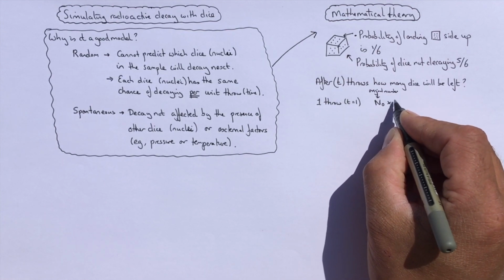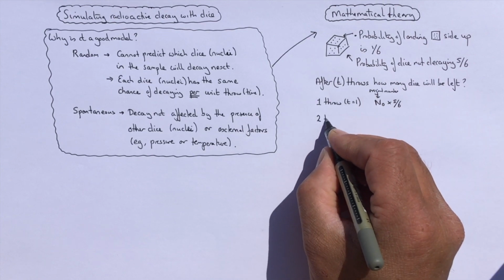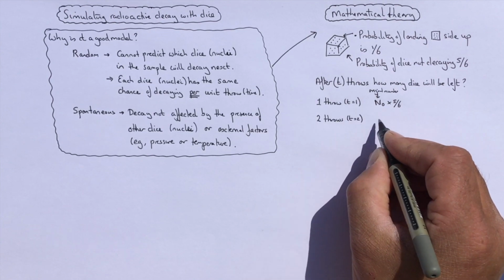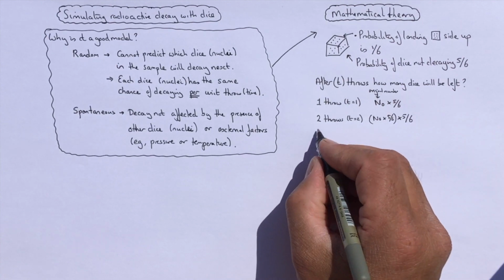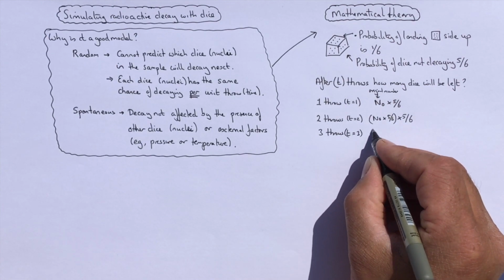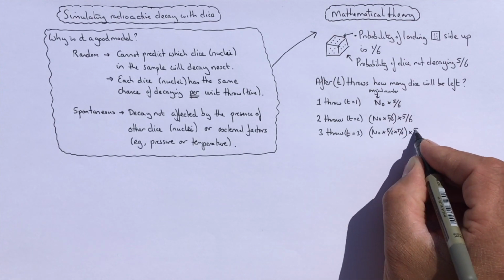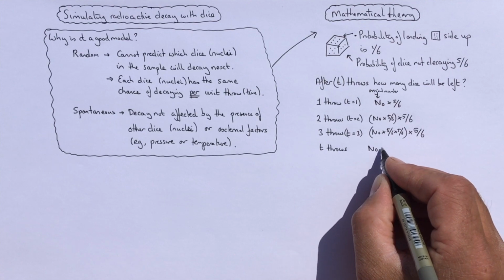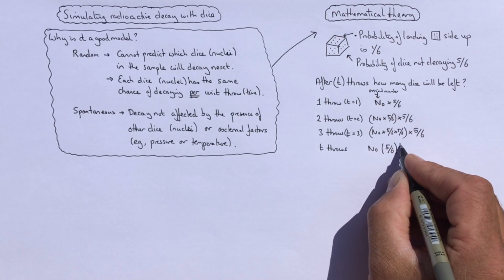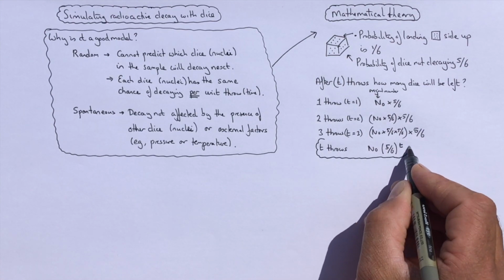the original sample number. For 2 throws it will be 5/6 of what's left, which is n0 times (5/6) squared. At 3 throws it will be 5/6 of what was left after 2 throws. So we can write a general equation that after t throws the amount left will be n0 times 5/6 to the power t.